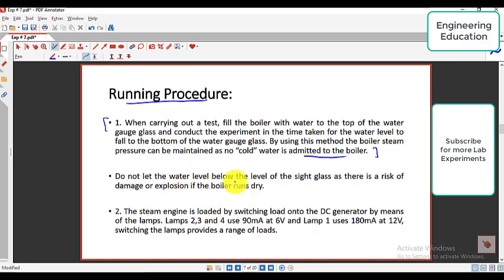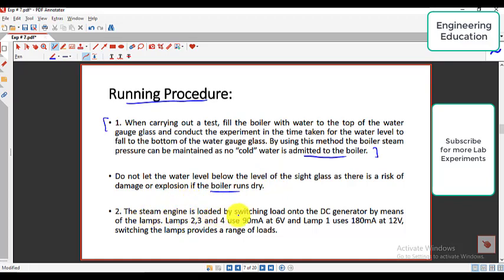Do not let the water level fall below the level of the side glass, as there is risk of damage or explosion if the boiler runs dry. So there is a safe level of water inside the boiler. We have to monitor that level during the experiment. If the water dries inside the boiler, then we must stop the apparatus immediately.